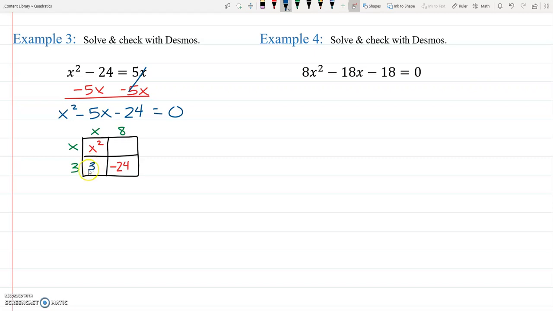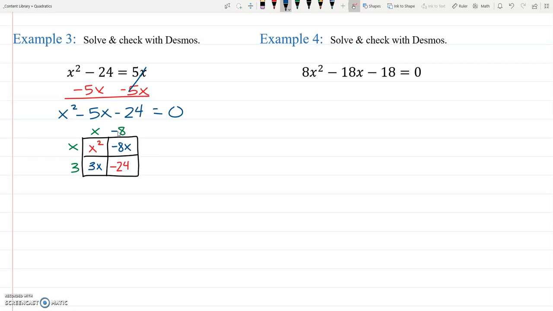3 times x gives me 3x in this room. x times 8 gives me 8x in this room. Now I need to look at those two blue rooms: can I make a negative 5x out of 8x and 3x? Absolutely yes. If I make my 8x negative 8x, combined with 3x that would give me the negative 5x. Beautiful. So if that needs to be negative, I need to make my 8 negative. So now x times that negative 8 gave me that negative 8x.